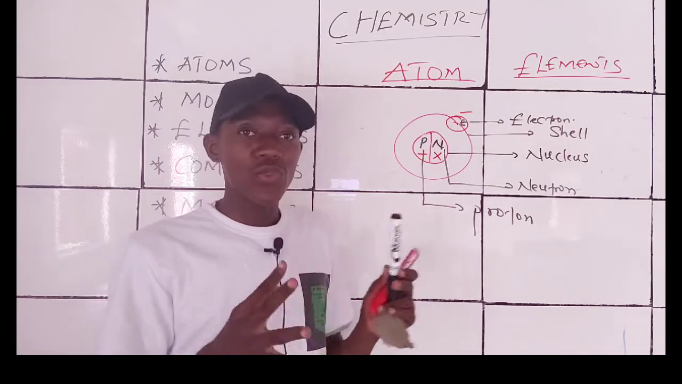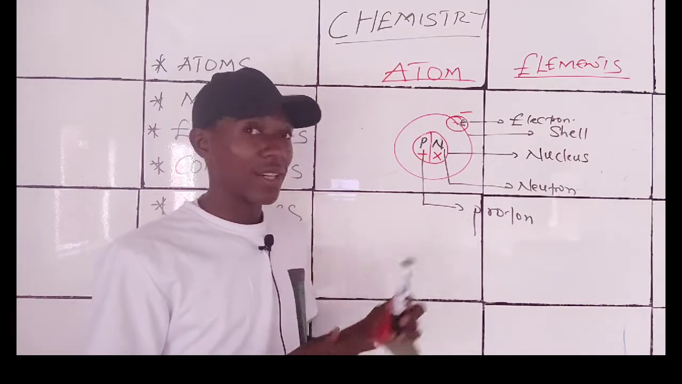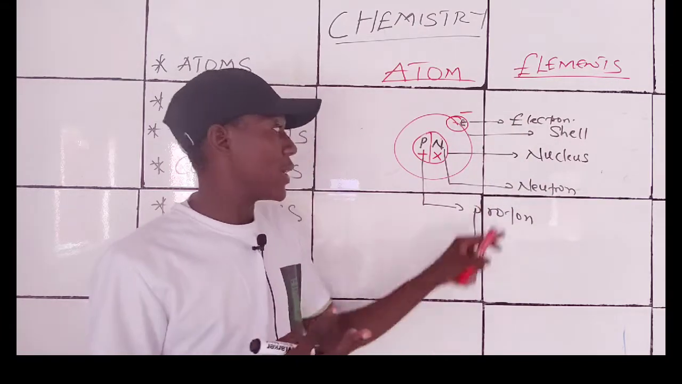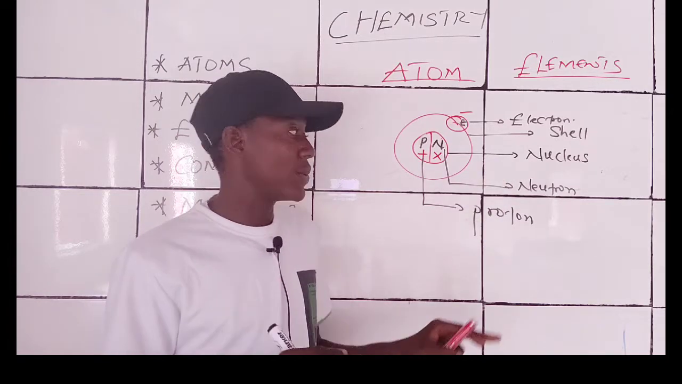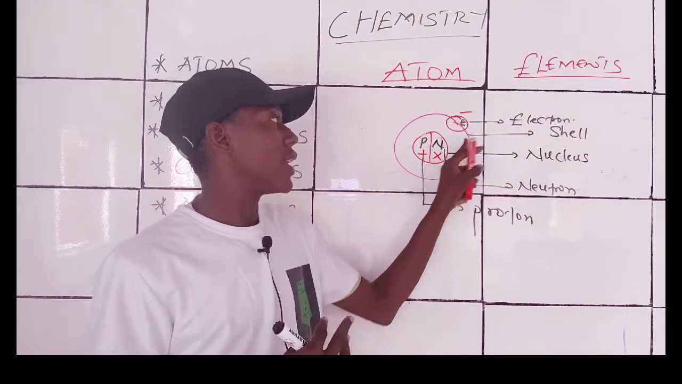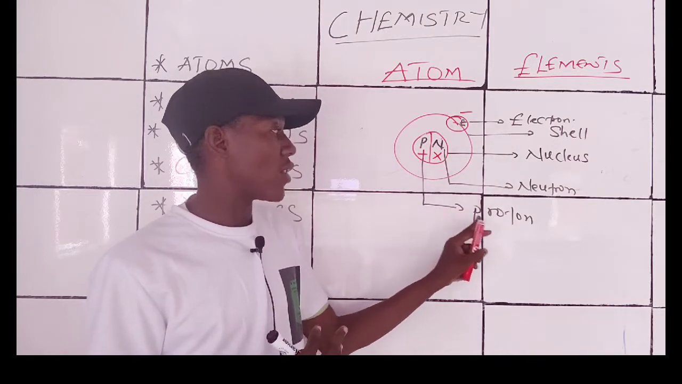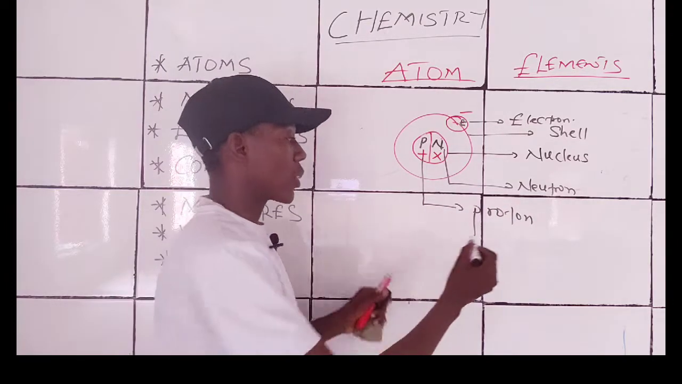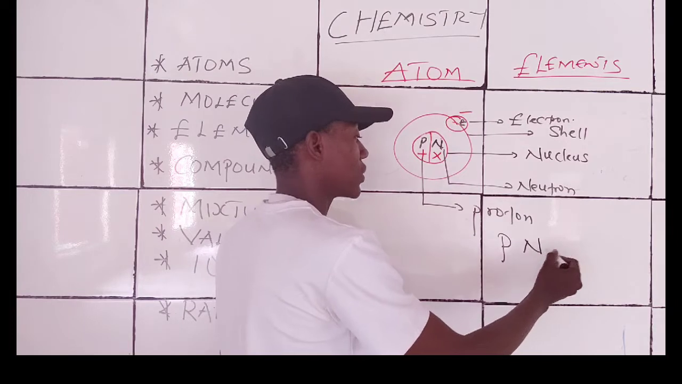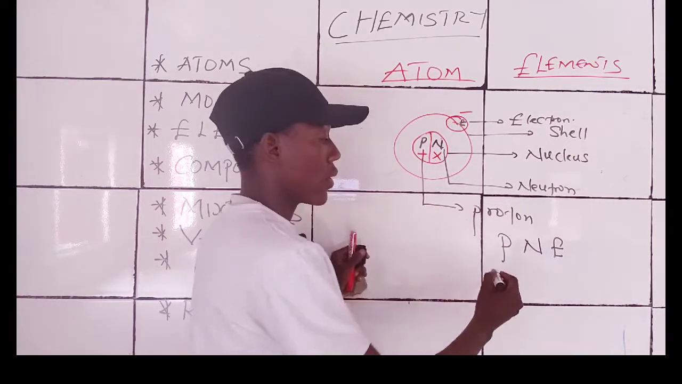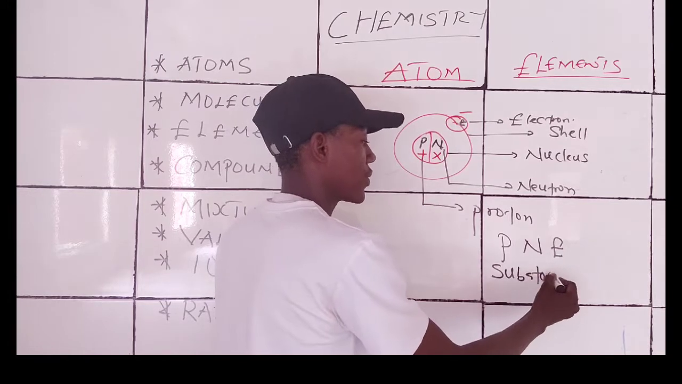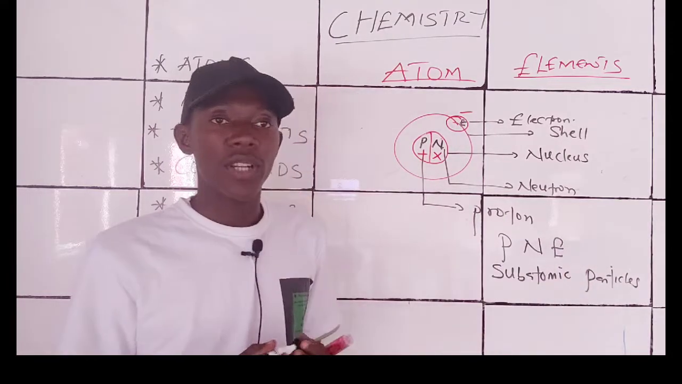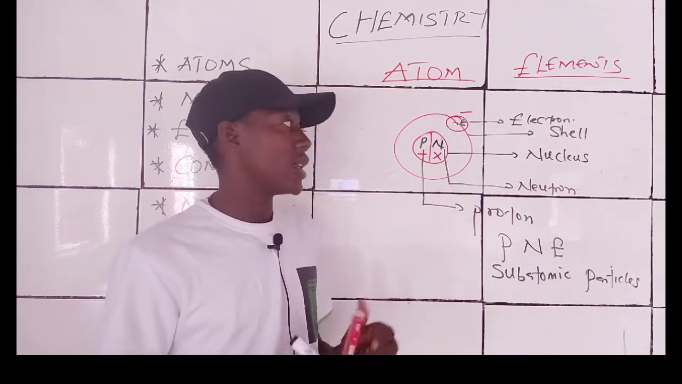Now these three particles together form the atom. Don't get this mistaken. We don't have 1, 2, 3, 4, 5 particles of the atom. We have just 3. We have two places where we can find these 3 particles: the nucleus and the shell. In the nucleus, we have protons and neutrons. On the shell, we have electrons. These 3, proton, neutron and electron, are called subatomic particles. These are particles that come together to form the atom.